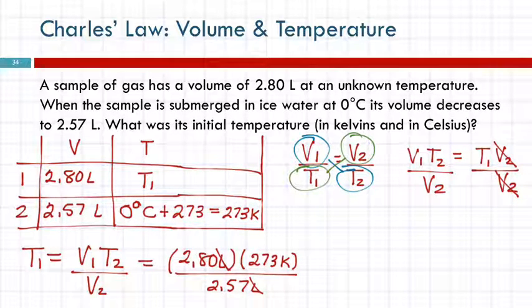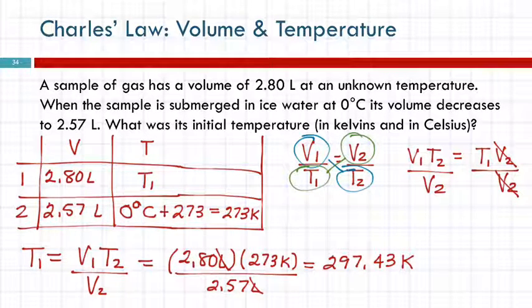We see that the liters cancel out. 2.8 times 273 divided by 2.57, getting 297.43, and the unit would be Kelvins.